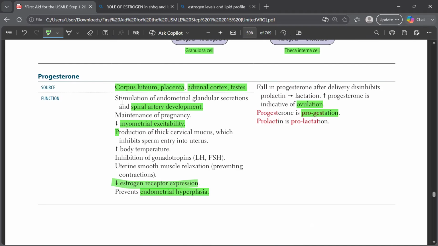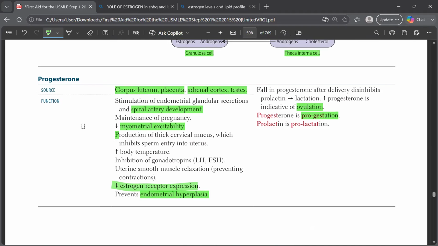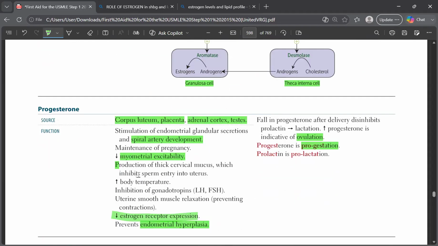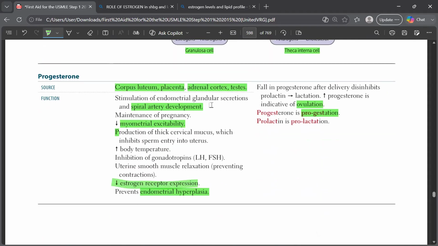To repeat the functions, it was endometrial glandular secretion stimulation, spiral artery development, which is basically for the endometrial layer, and it prevents endometrial hyperplasia. And endometrial proliferation is supported by estrogen, as we studied right there. Moreover, it causes the production of thick cervical mucus, which inhibits sperm entry into the uterus, increases body temperature. It causes inhibition of gonadotropins and causes uterine smooth muscle relaxation, thus preventing contractions. And it maintains pregnancy, which can also be linked to how it inhibits the sperm entry into the uterus, because during pregnancy, that shouldn't be very optimal.